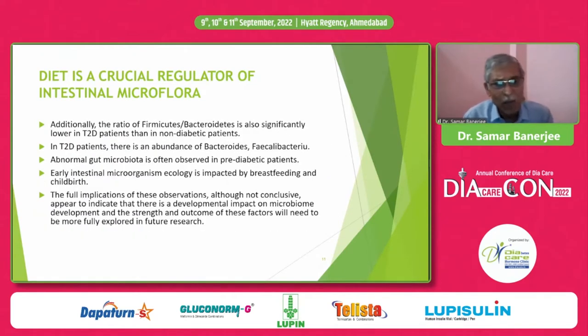Additionally, the ratio of firmicutes and bacteroidetes is also significantly lower in type 2 diabetic patients than in non-diabetic patients. In type 2, there is an abundance of bacteroidetes and fecalibacterium. Abnormal gut microbiota is often observed in pre-diabetic patients also. Early intestinal microorganism ecology is impacted by breastfeeding and childbirth, which prevents the onset of diabetes.